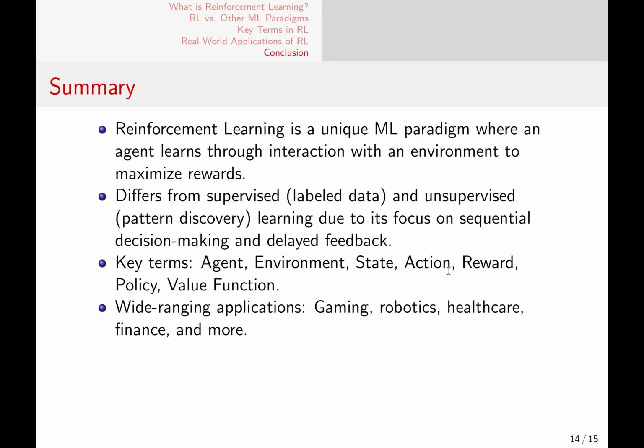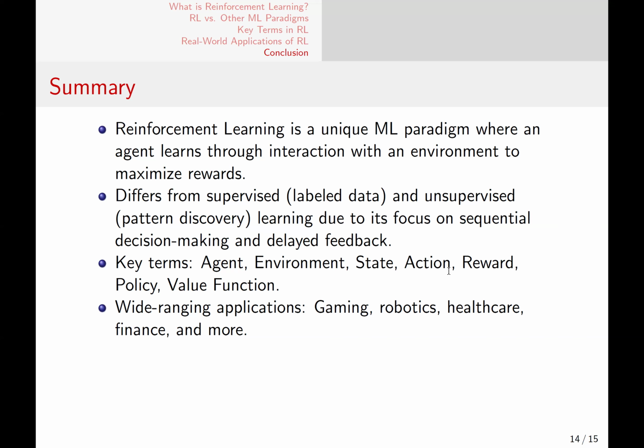So it differs from supervised learning for labeled data and unsupervised learning for pattern discovery. It differs from these two, right? Due to its focus on sequential decision making and delayed feedback, right? Key terms: you need an agent, maybe the player of the game or the robot you are looking at. You need an environment. In the case of a robot, the warehouse, or even if it's a robot that cooks, maybe the kitchen is the environment. The state is how close it is to the cutting board if it needs to cut something, right?